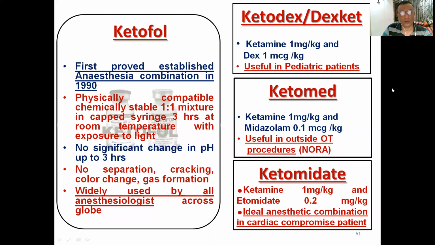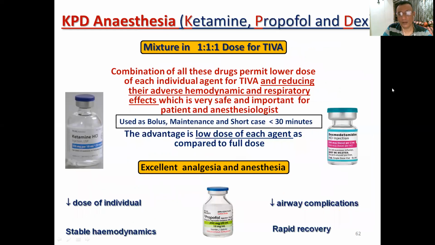So this is ketofol, a combination of ketamine 1 milligram and propofol 1 milligram; ketodex, 1 milligram and dex 1 microgram; ketomid, 0.1 milligram per kilogram midazolam and 1 milligram per kilogram ketamine. Ketoetomidate is a combination ideal for the cardiac compromised patient.